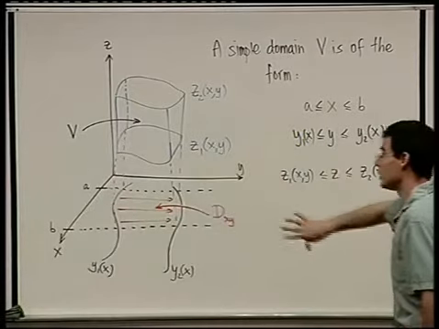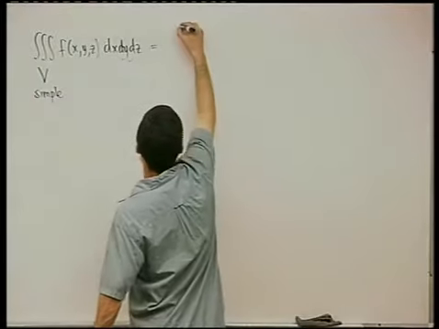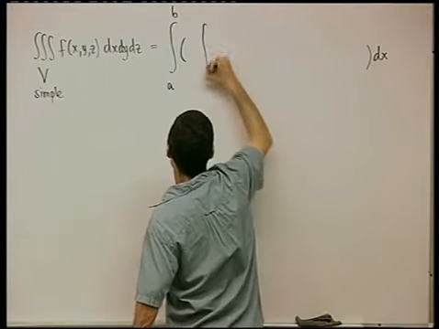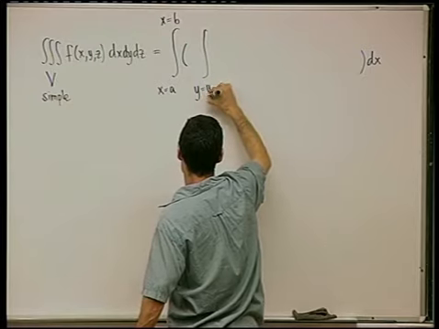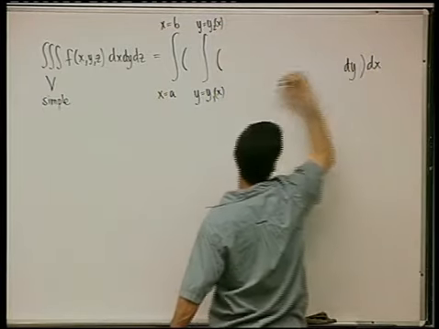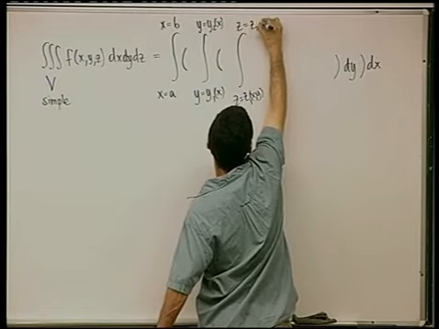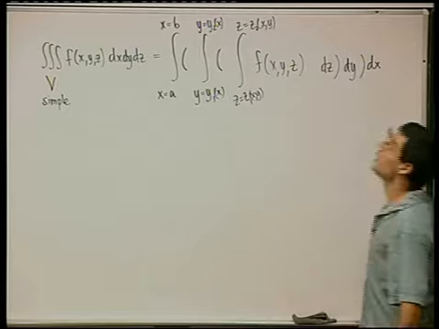So once you have a picture like this, the triple integral over V, when V is simple, of f of xyz dx dy dz equals the integral from a to b dx of the integral, let's add the names of the variables, x goes from a to b, of the integral y goes from y1 of x to y equals y2 of x, dy, of the integral from z equals z1 of xy to z equals z2 of xy, dz of f of xyz. And this is the iterated integral form.